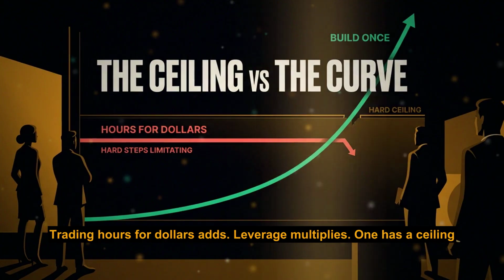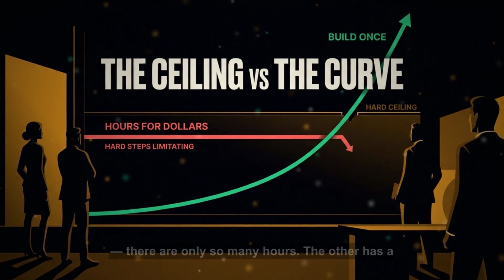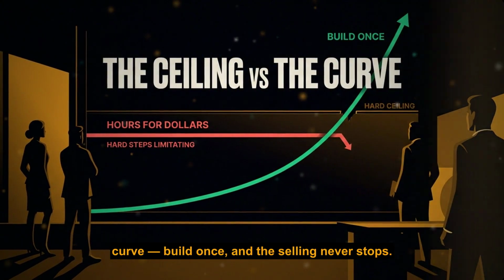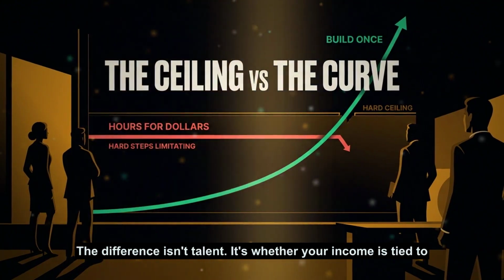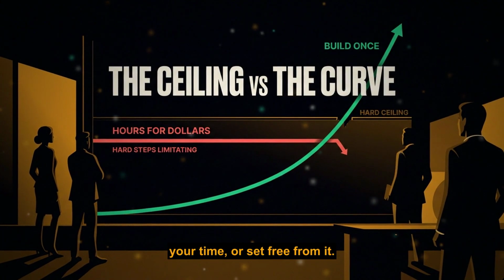Trading hours for dollars adds. Leverage multiplies. One has a ceiling, there are only so many hours. The other has a curve, build once and the selling never stops. The difference isn't talent, it's whether your income is tied to your time or set free from it.